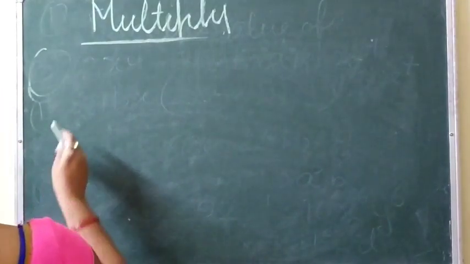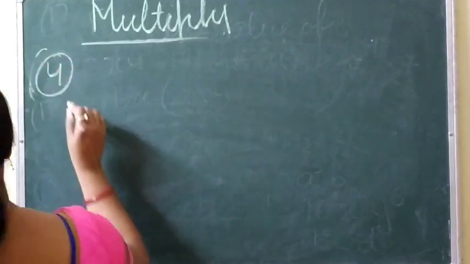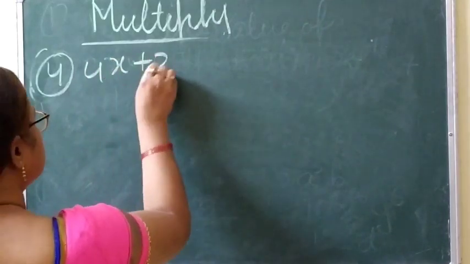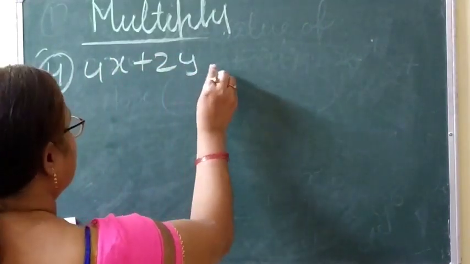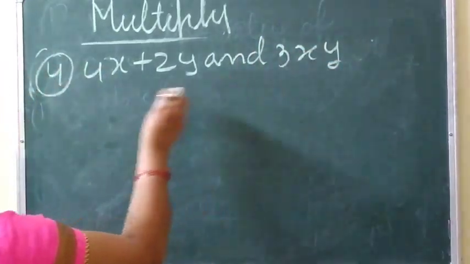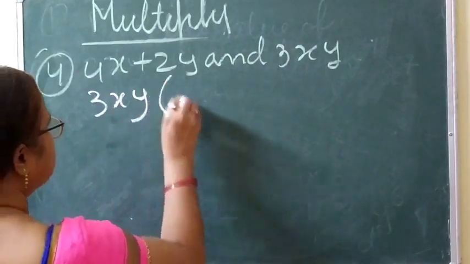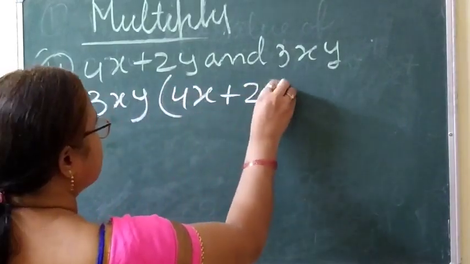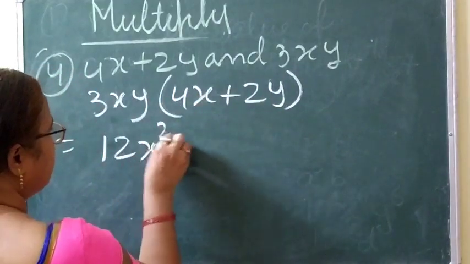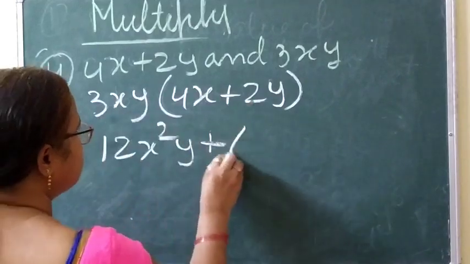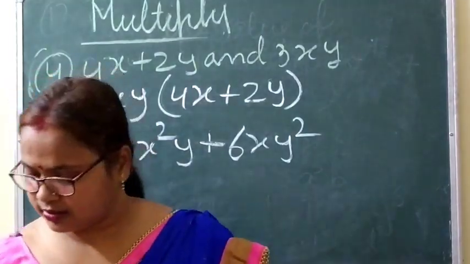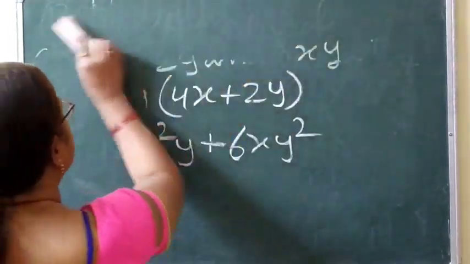Now next. Next question is question number 4: 4x plus 2y and 3xy. So first we will write 3xy, then inside the bracket 4x plus 2y. So now 3 4s are 12, x into x square, y, plus 3 2s are 6, x, y into y, y square. And this is the answer. Now next, question number 5.